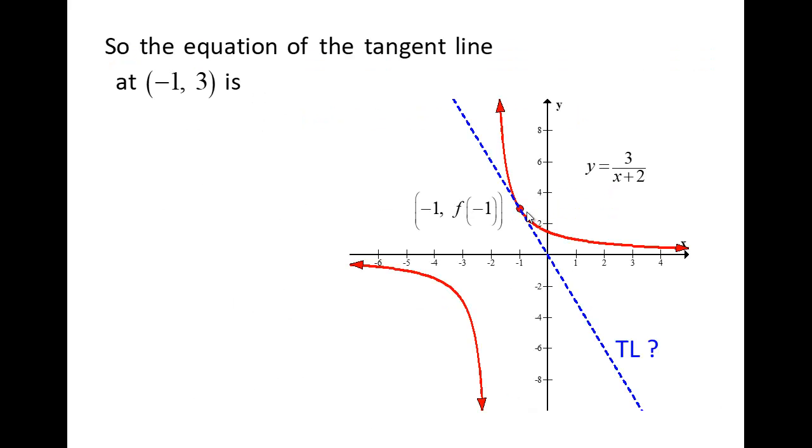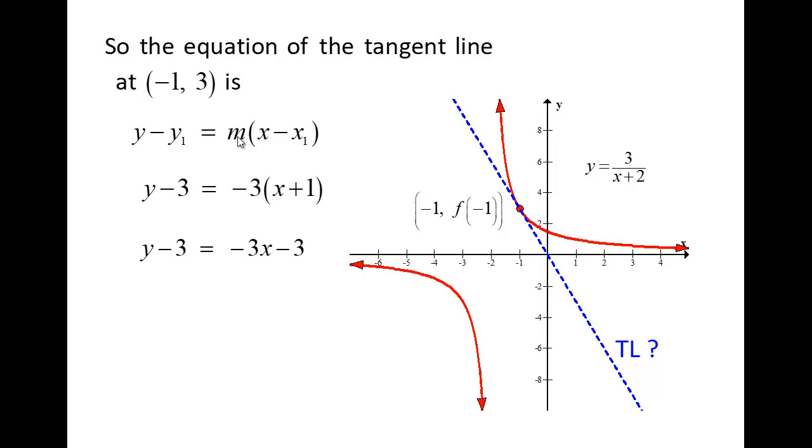So here is the point negative 1 comma 3, and the equation of the tangent line here would be the following. Since I know the point and I know the slope, we just use the point slope formula again. So y1 is 3, x1 is negative 1, slope m is negative 3. Plug those in, and then simplify. You get that the equation of the tangent line here is y is equal to negative 3x.